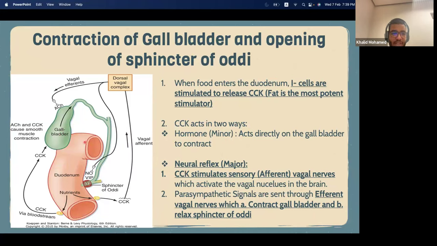We need the contraction of the gallbladder, and we need the relaxation of the sphincter of Oddi. And so the other pathway does these.